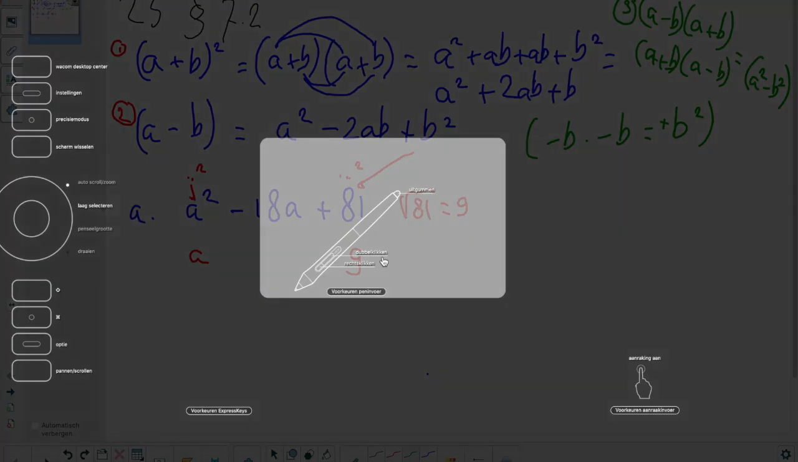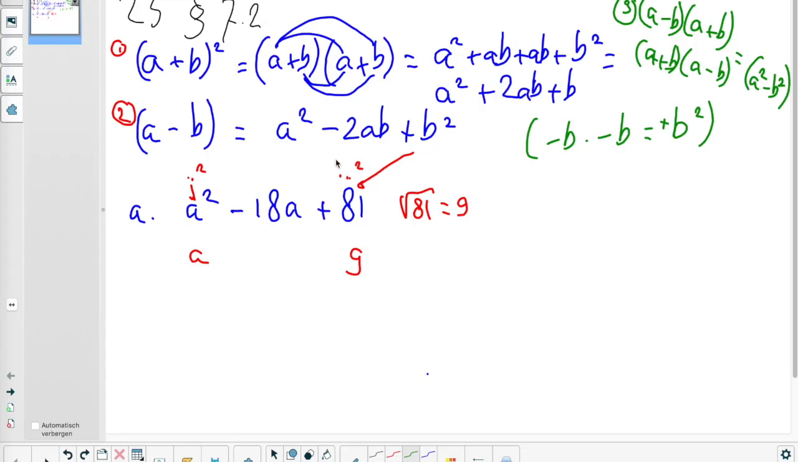Now let's go back to this. Oh, I see that's my first square. This one is a, and the second one is 9. So this must be (a - 9) squared. Let's just check this.